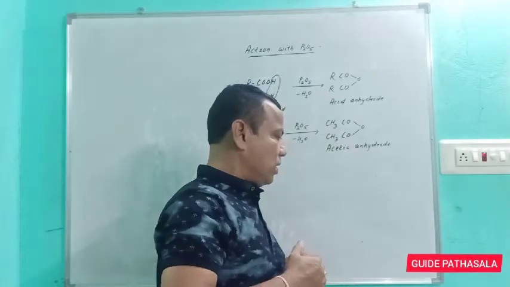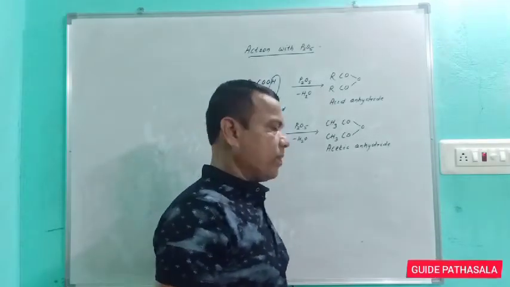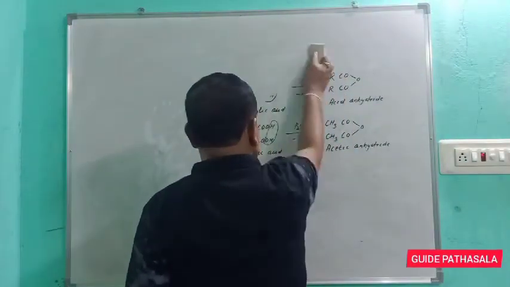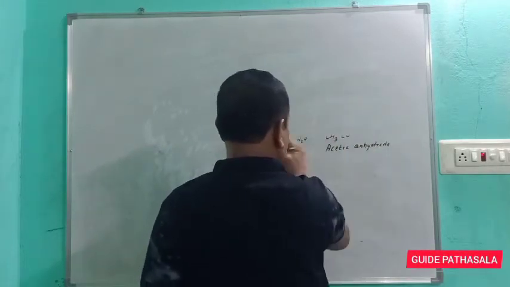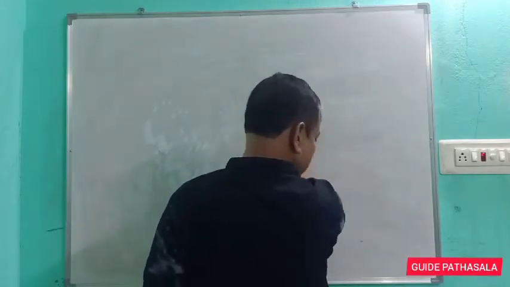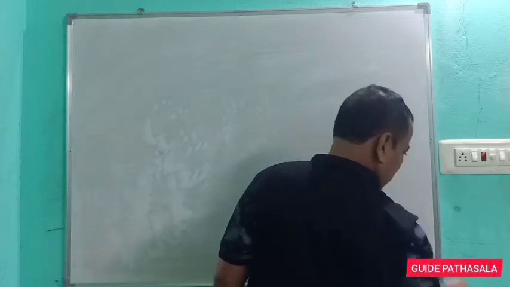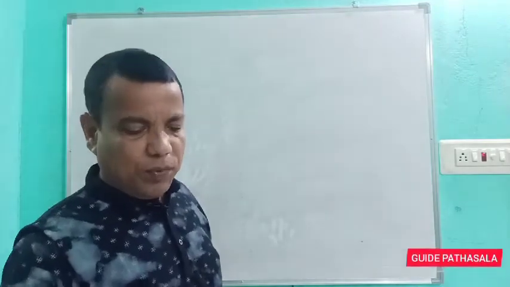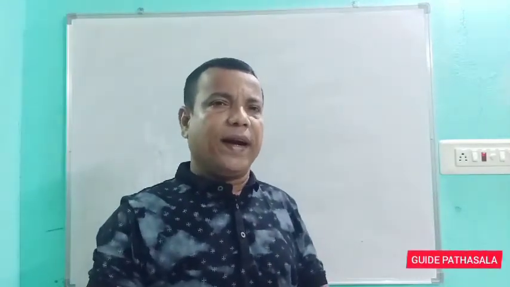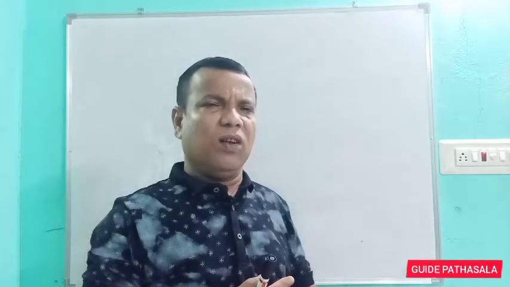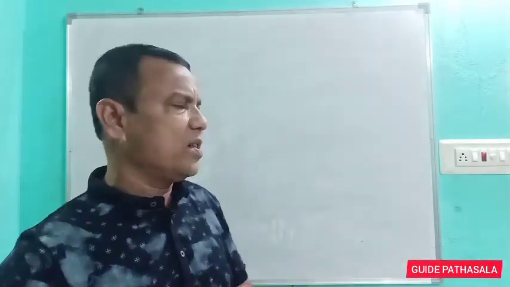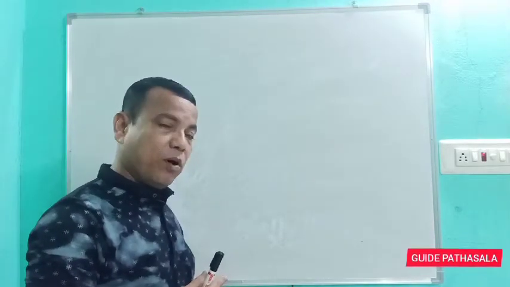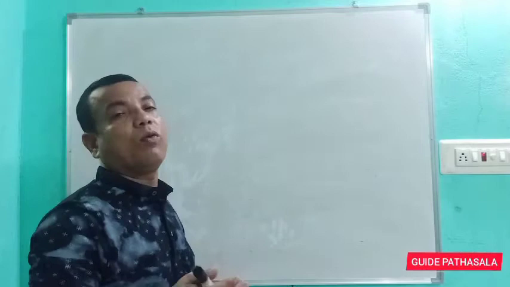Then action with a strong reducing agent. Generally lithium aluminum hydride, sodium borohydride, sodium and ethyl alcohol are called strong reducing agents. When a carboxylic acid is reduced, an aldehyde is formed, which on further reduction forms an alcohol.